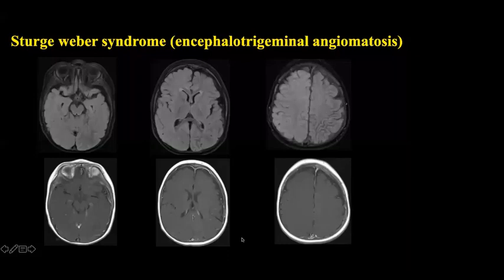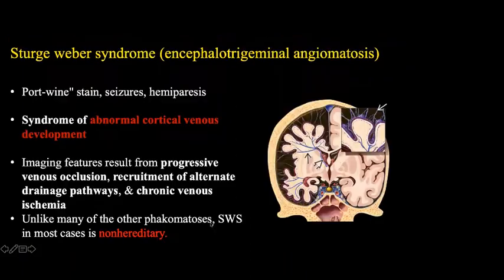So Sturge-Weber syndrome. With Sturge-Weber syndrome, part of what you see, for example in this patient, is an asymmetry between the two hemispheres. This hemisphere is smaller, but also there is some abnormality within the white matter signal, and there is some leptomeningeal enhancement, which you can see even early in the disease process.